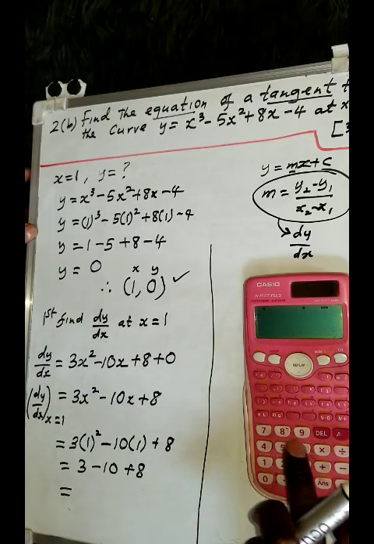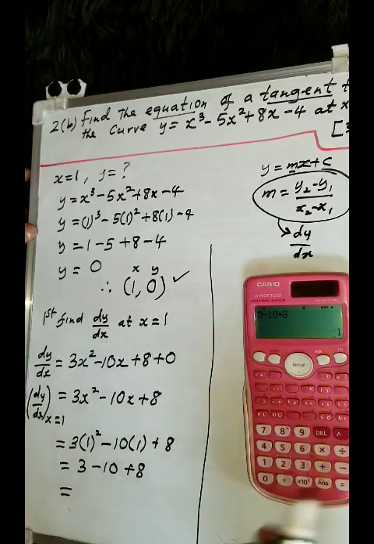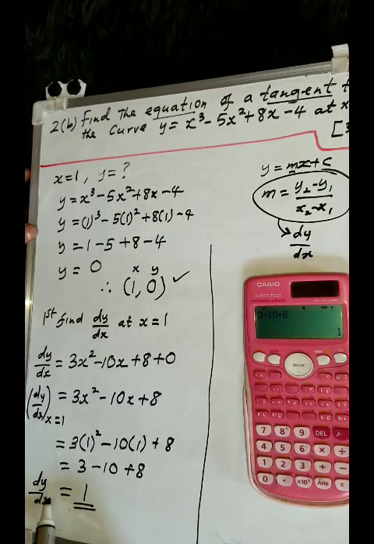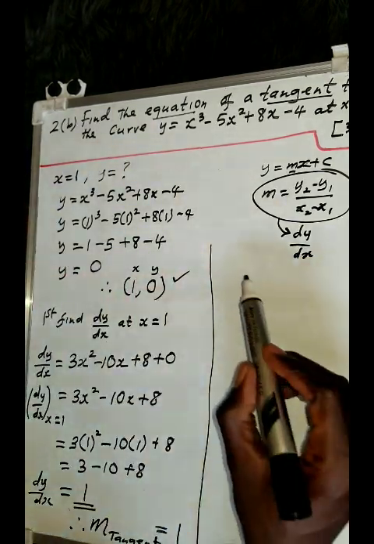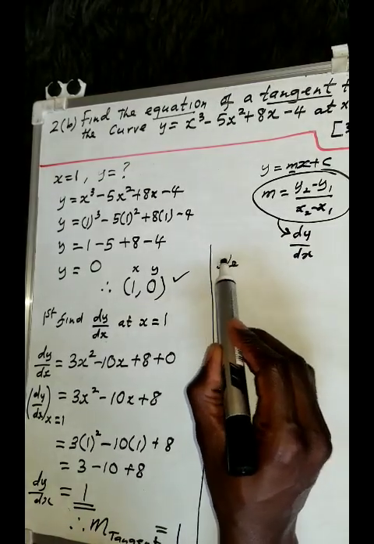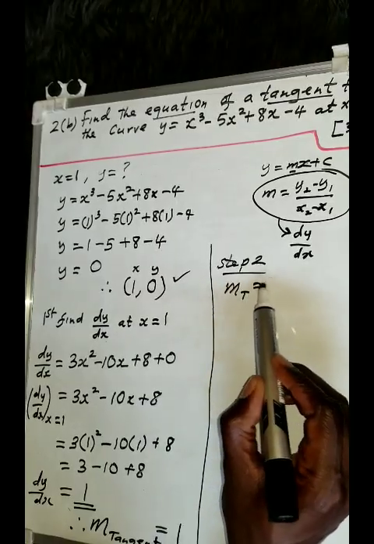So let's look at that. 3 minus 10 plus 8, that is going to give us a 1. So meaning that the gradient, in other words dy over dx, is 1. Therefore you can say the gradient of the tangent is exactly that, the gradient of the tangent is 1. So now in step number 2, you simply need to get the gradient of the tangent, which is 1.